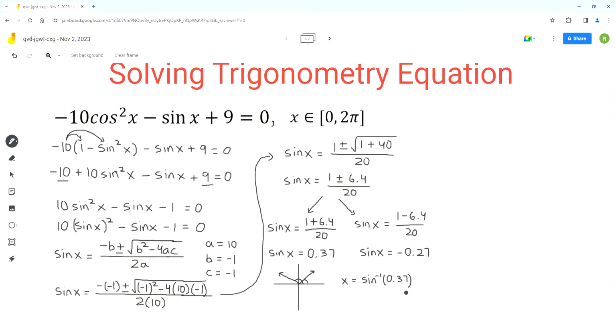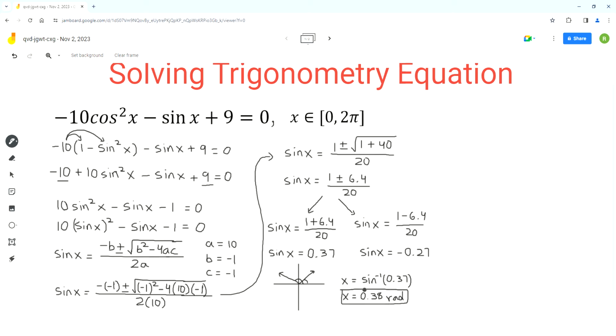Now here the answer should be in radians. So in our calculator we can do the inverse of sine of 0.37, which is equal to 0.38. So I'm rounding the answer to 2 decimal places. So 0.38 radians. So this is the first solution.